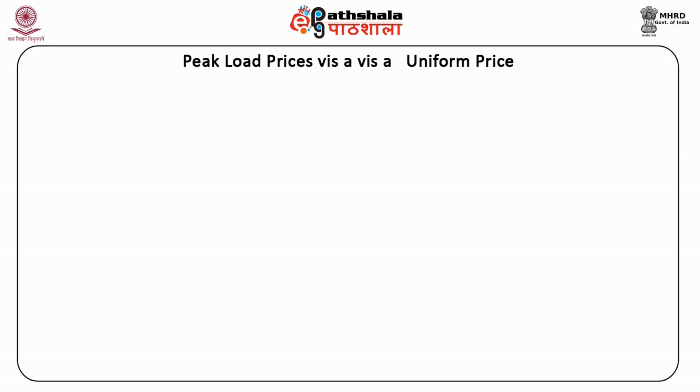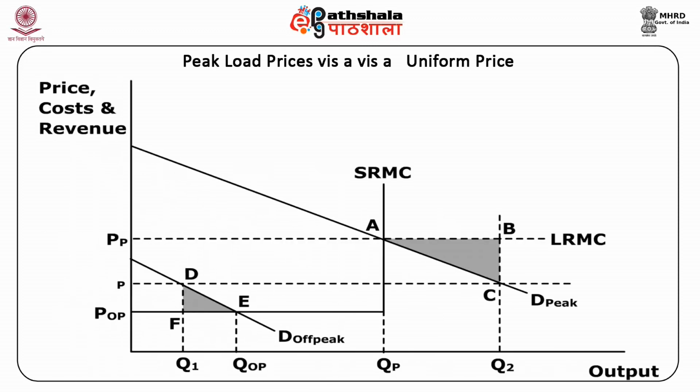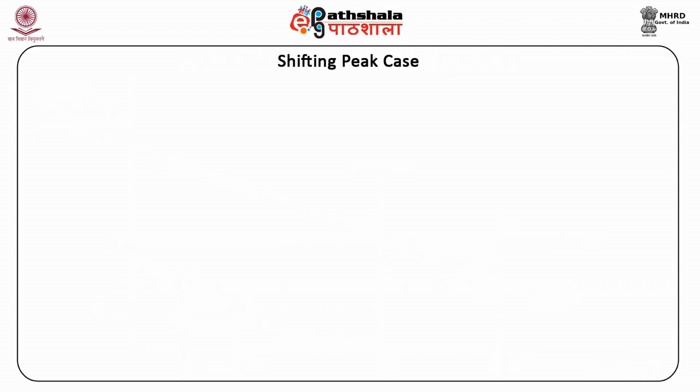Peak load prices vis-a-vis a uniform price. If the firm charged a uniform high price of PP, no one would purchase during low peak periods. By lowering the price during low peak times but charging a high price during high peak times, the firm increases its profit by selling to some consumers during low peak times.